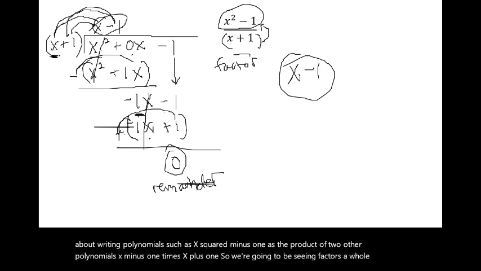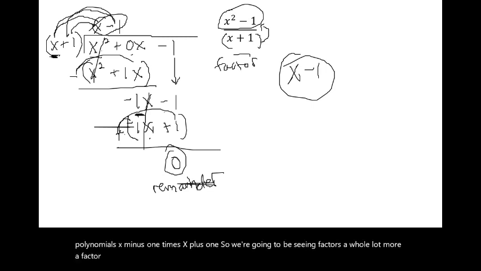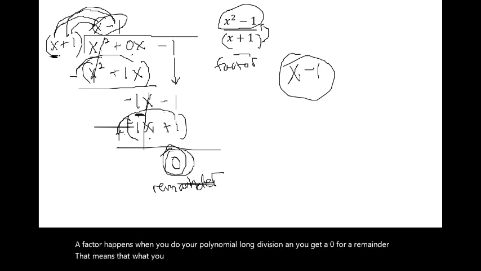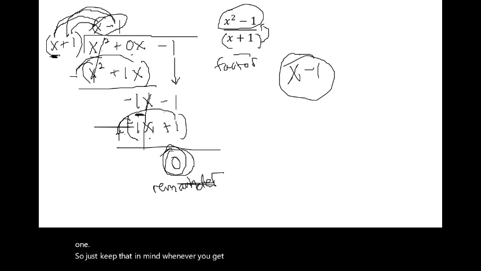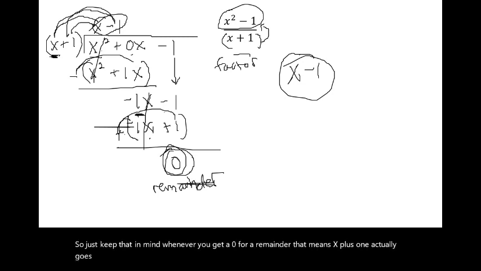A factor happens when you do your polynomial long division and you get a 0 for a remainder. That means that what you divided by, x plus 1, actually goes into x squared minus 1. So just keep that in mind whenever you get a 0 for a remainder. That means x plus 1 actually goes into x squared minus 1. But that factoring business is a whole other chapter, and that is going to be it for polynomial long division, and that is going to be it for your first exam.